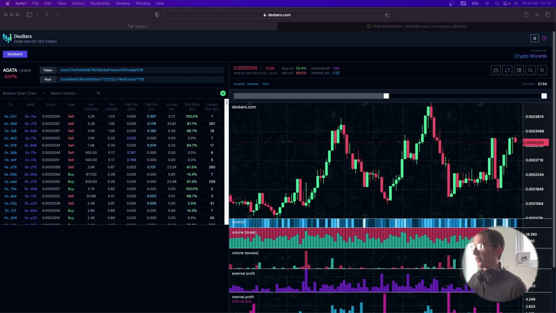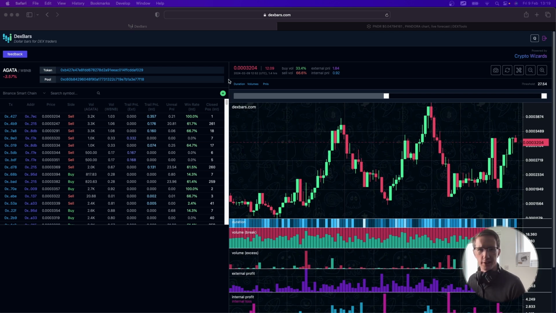It's fantastic now to be able to see not only why the price moved the way it did, i.e. who bought or sold, but we can also tell how much pain or comfort traders were in when that movement happened. Now, I don't know about you, but no RSI or moving average is going to really tell me that. Let's just go through what's going on here on screen, just to really cement what we're looking at. So for example, here I'm looking at Agata against WBNB.